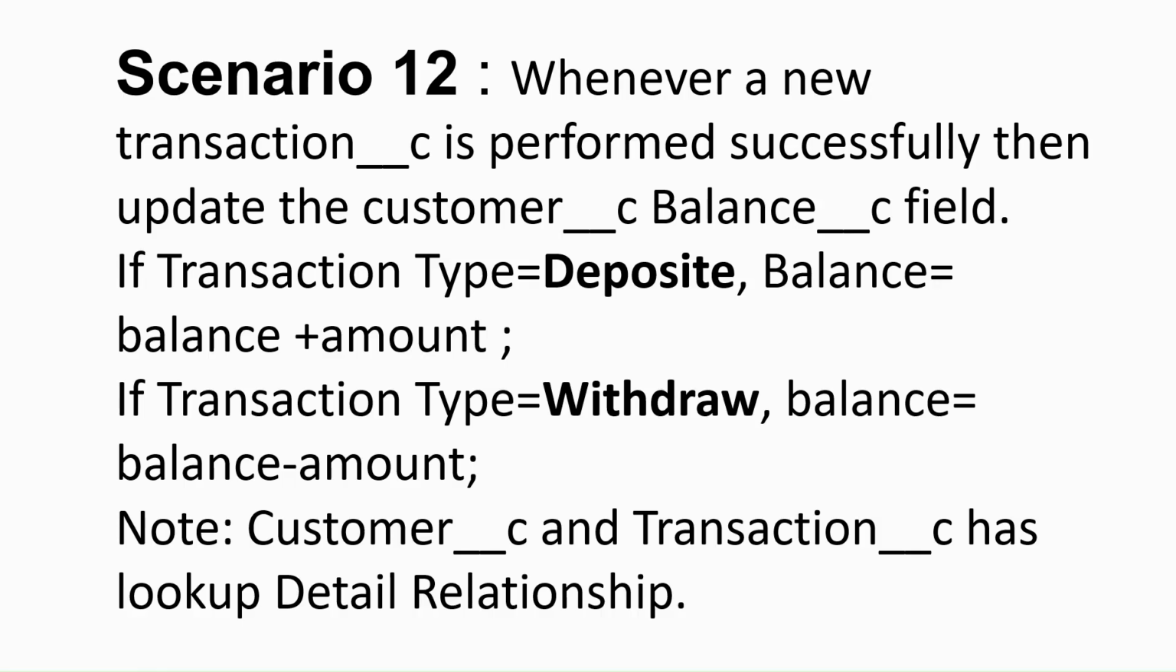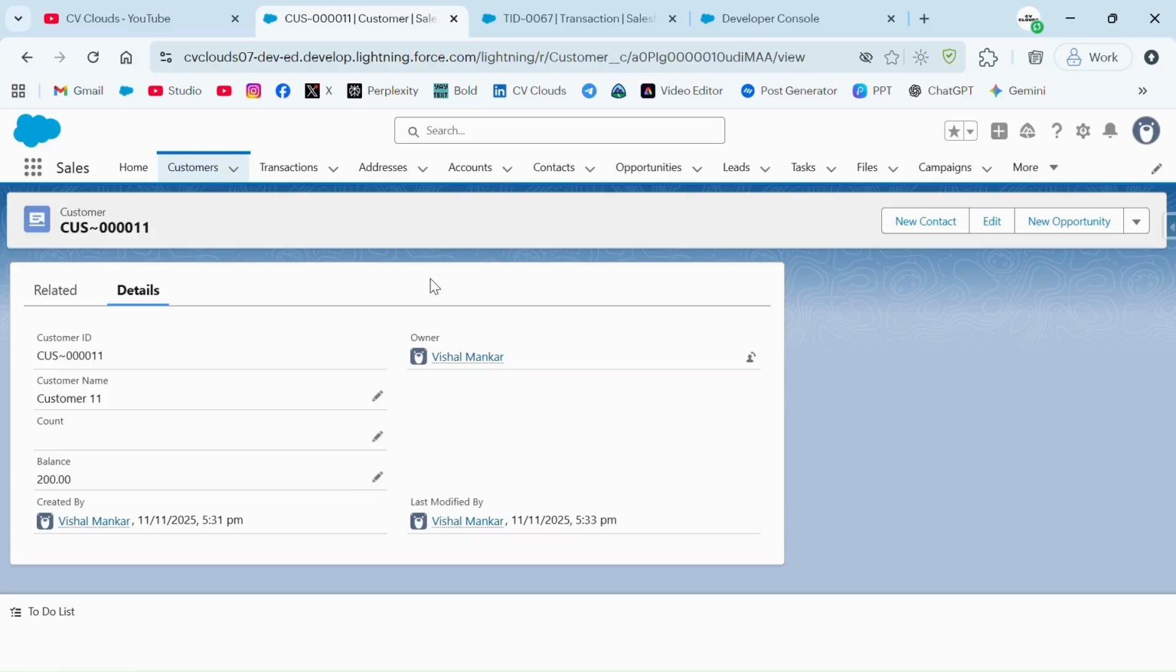So let's log into the Salesforce org. As you can see here, I have two objects. First is customer, second is transaction. Here customer is parent and transaction is child. So one customer can have multiple transactions.